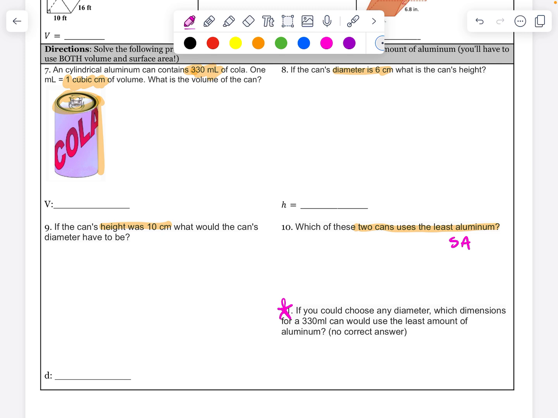I just want you to think about it. If you could choose any diameter, which dimensions would you use the least amount of aluminum? So like if you are Coke, you want to save money, you want to get the least amount of aluminum.